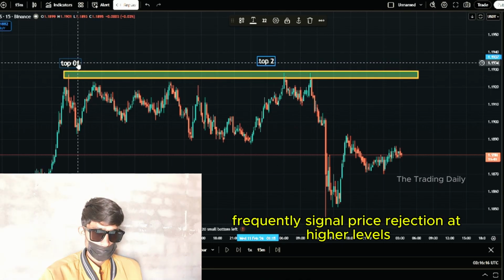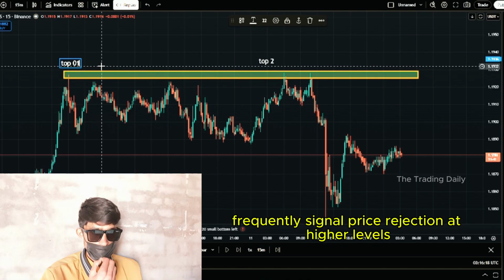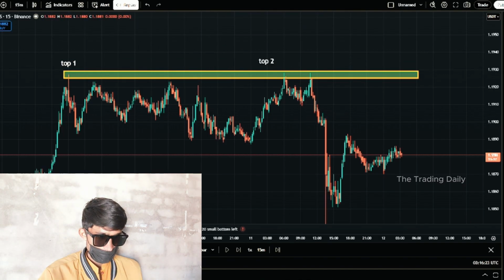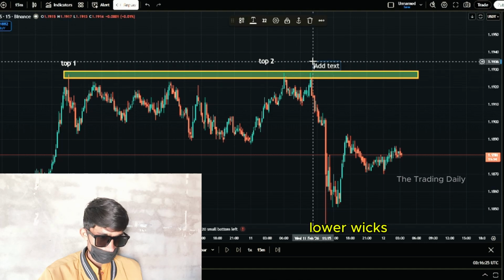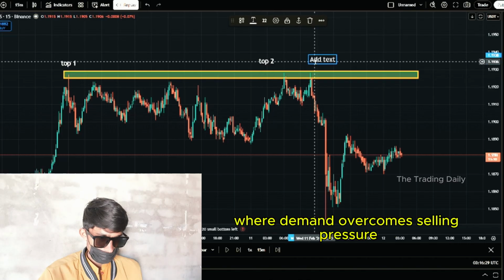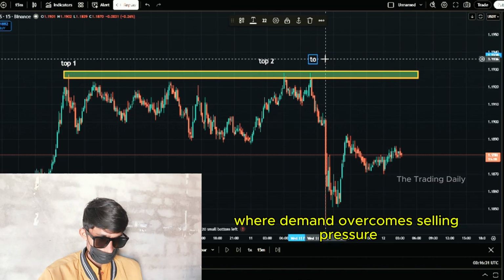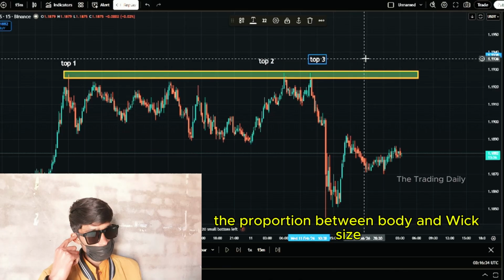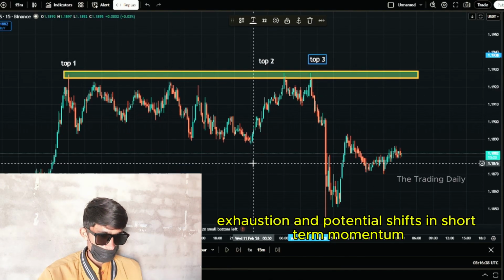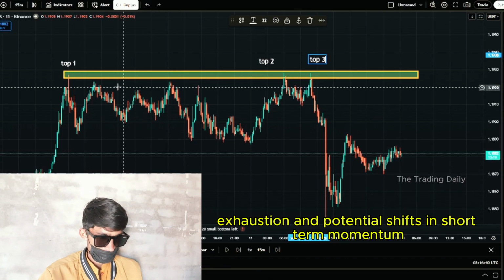Long upper wicks frequently signal price rejection at higher levels, suggesting that sellers are defending resistance zones. Similarly, long lower wicks often indicate buying absorption at support levels, where demand overcomes selling pressure. The proportion between body and wick size helps assess volatility, exhaustion, and potential shifts in short-term momentum.